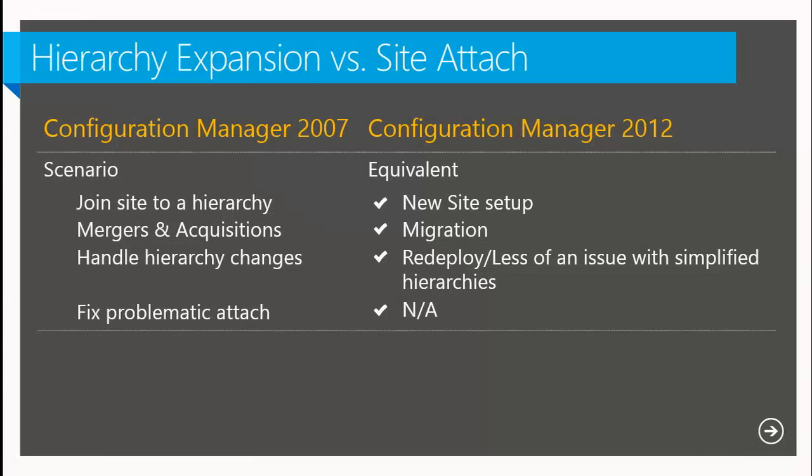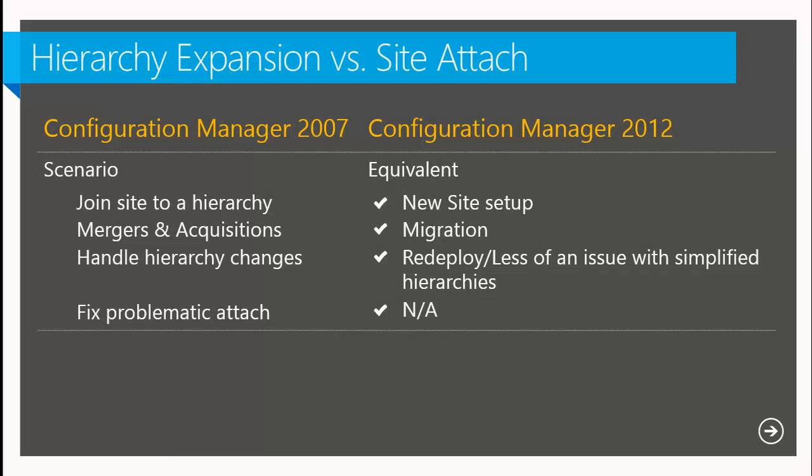Now, the scenarios that we have here were culled from CSS support engagements. We basically went through our support backlog and pulled out all the different calls and inquiries that had come in with regards to site attach in 2007 and came up with these top 4 areas. There are a couple of other odds and ends out there where people use site attach, but these 4 areas by far were the majority of cases. The first one is they use attach, obviously, to join a site to a hierarchy. And in 2012, the way to join a new site is just to install the new site and point to your CAS.